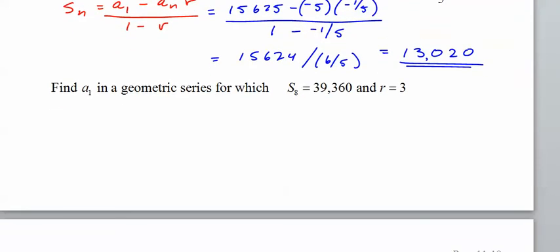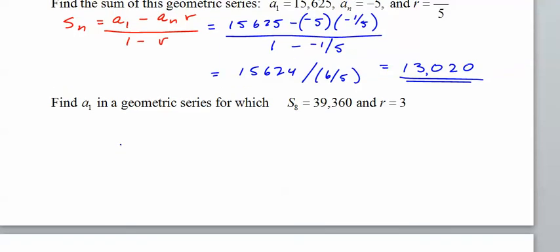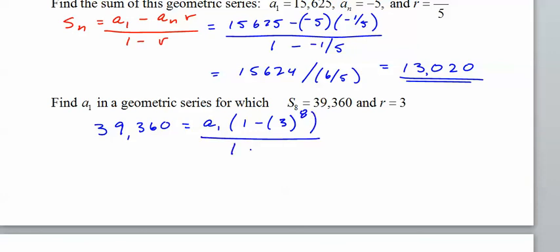So I'll give you one more. Find A1 in a geometric series where the sum is given and R equals 3. So I always like to use the factored formula first. A1, 1 minus 3 to the 8th, parentheses around that 3 again. It hasn't popped up here, but if that's negative, it just causes all sorts of problems. 1 minus 3. Multiply both sides by negative 2, because that's what 1 minus 3 is.